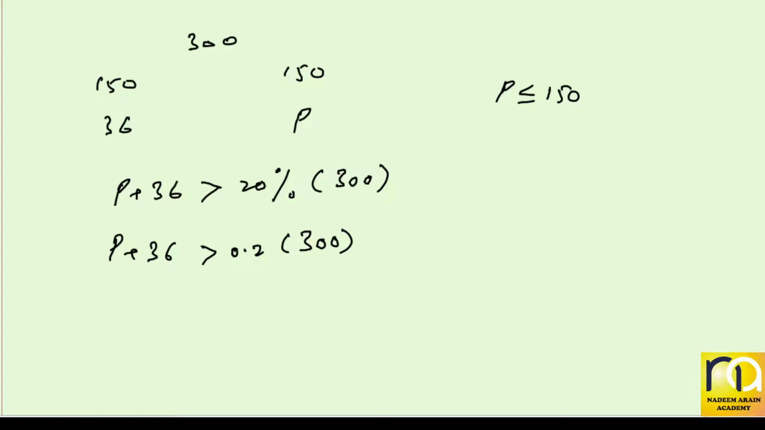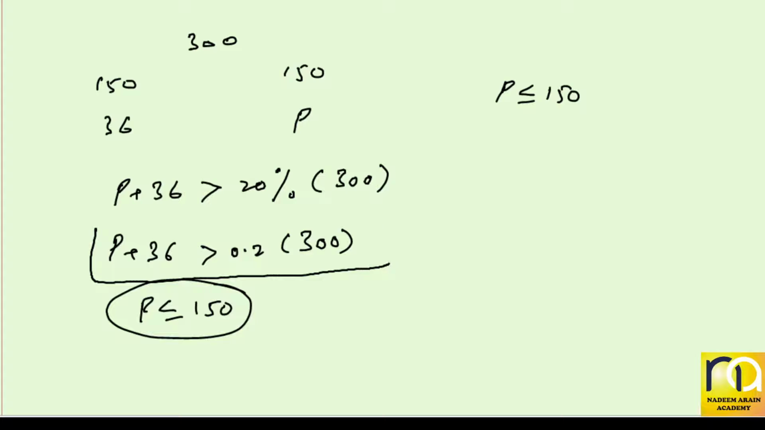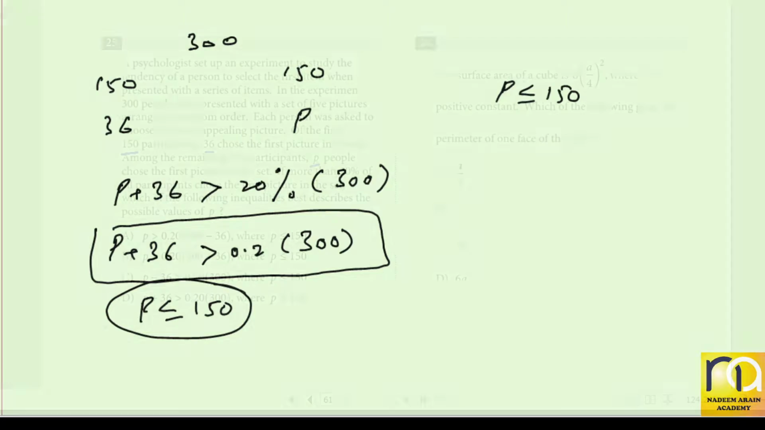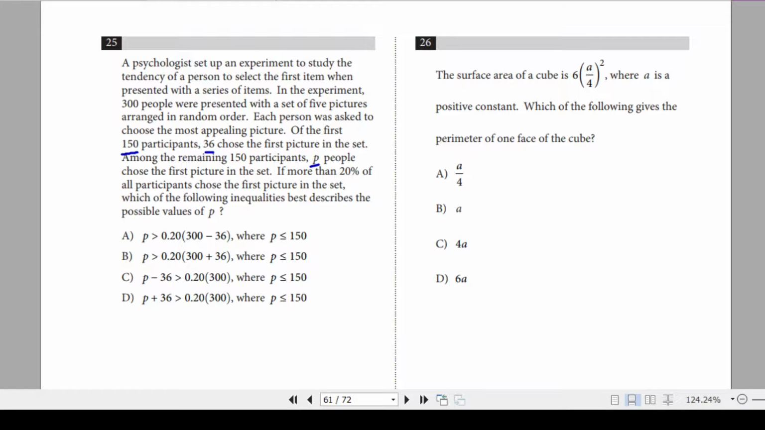So it can be all of these 150 people. We don't know. It can just be less than or equal to 150 because we chose P from 150 people. So we have one inequality, P less than or equal to 150, and the other inequality is P plus 36 greater than 0.2 times 300. Okay, so the answer is B: P plus 36 greater than 20% of 300 and P is less than or equal to 150.